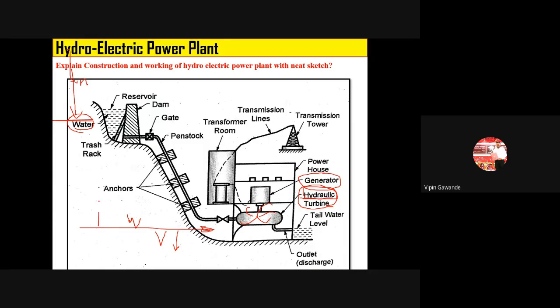That means you have to take the water up to some height. That's why these hydroelectric power plants are located on the hill areas, where the water is stored at a height. We call this a head. That means water must be stored at a certain head. On the hilly areas the water is collected, and we call that a reservoir.